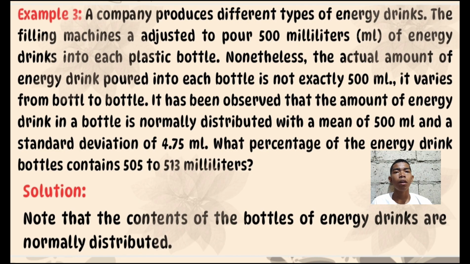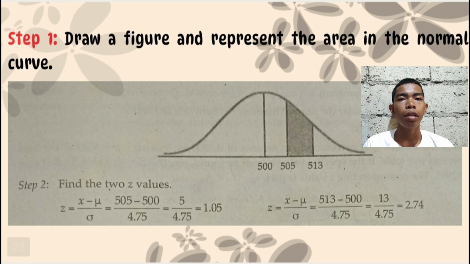Solution. Note that the contents of the bottles of energy drinks are normally distributed. Step 1. Draw a figure and represent the area in the normal curve. So, step 2. Find the two z values. z equals x minus the population mean over the population standard deviation. 505 minus 500 over 4.75 equals 5 over 4.75 equals 1.05. So, next is 513 minus 500 over 4.75 equals 13 over 4.75 equals 2.74.